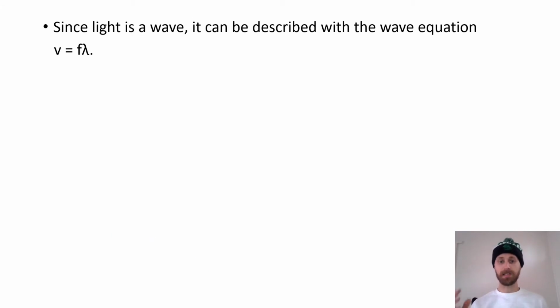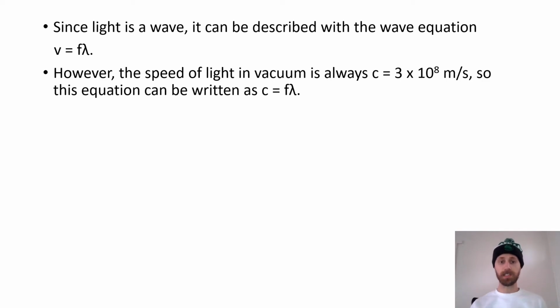Now, since light is a wave, we can describe it with the wave equation. We did this back in chapter 8. We said the speed of a wave is equal to its frequency times its wavelength. However, since we know that the speed of light in a vacuum is always c equals 3 times 10 to the 8 meters per second, this equation can be written where we replace the v with c, the speed of light, because that's how fast light is moving. That's our wave equation for light: c equals f lambda. We use that quite a bit when we're talking about light.